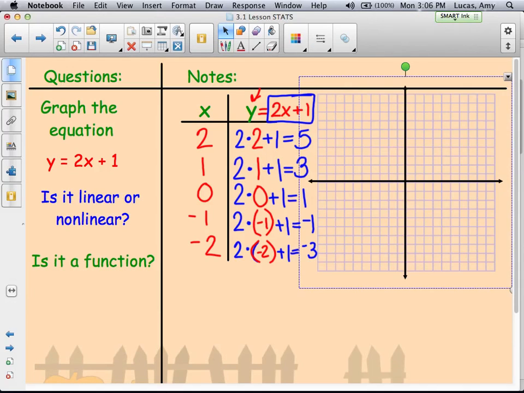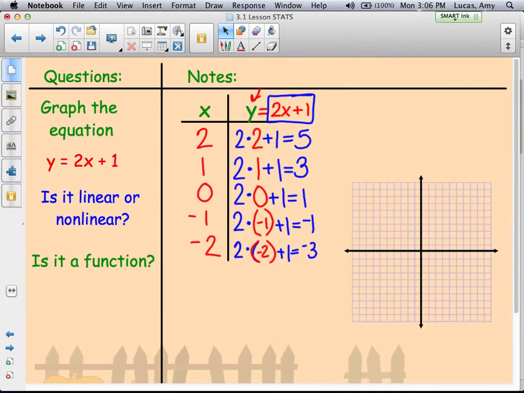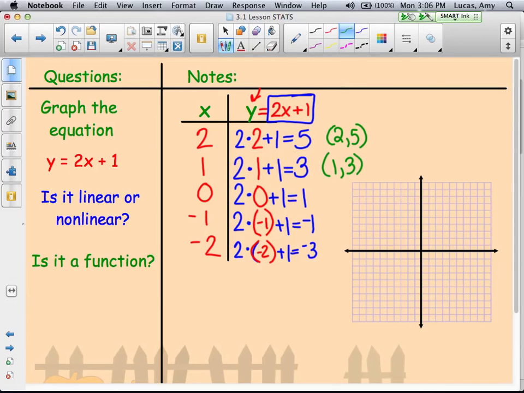In case you need to look at them as ordered pairs, I can just show you that this first one would be x was 2, y was 5. So 2, 5. The second one would be 1, 3. Third one, 0, 1. Negative 1, negative 1. And negative 2, negative 3. You don't have to write them as ordered pairs as long as you understand how to graph.